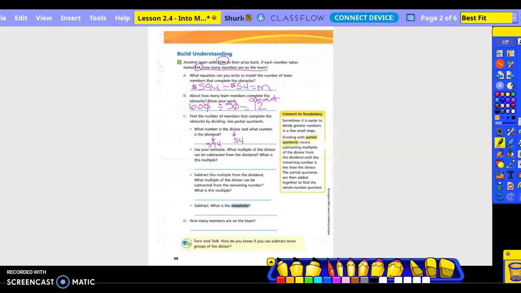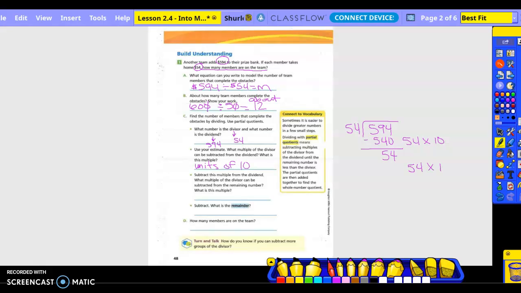Use your estimate. What multiple of the divisor can be subtracted from the dividend? What did we say works best? Units of 10. Okay. And then subtract this multiple from the dividend. Okay, so we're going to do it and keep going over and over, right? So we have 594 divided by 54. What can I do, guys? Times 10. So 54 times 10 gives us 540, right? And then 454. Now what can I do?